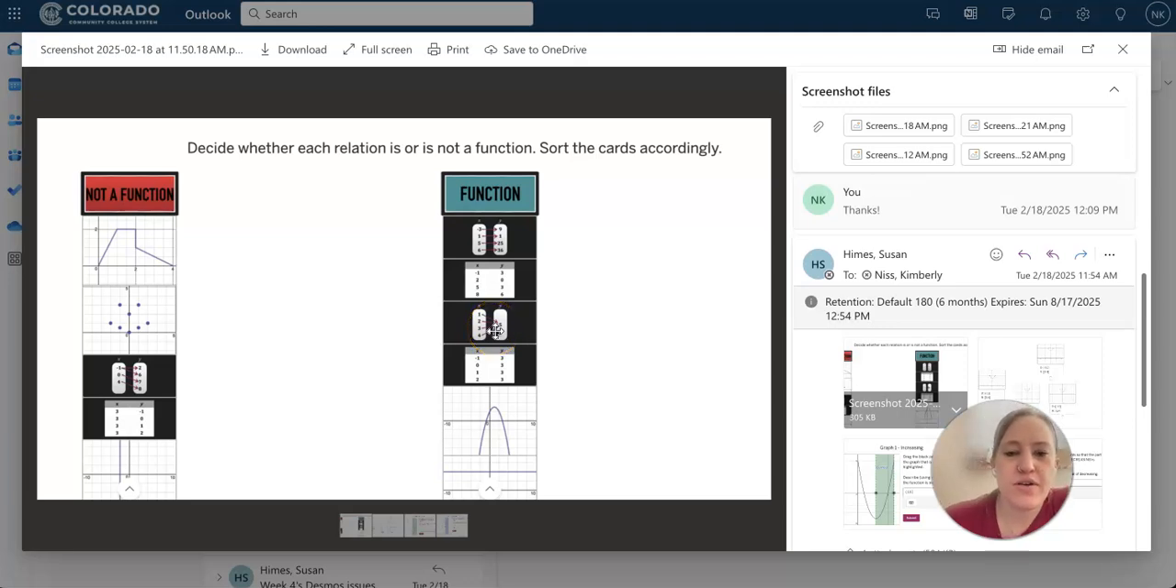Hey guys, so I wanted to make a quick video about some of the problems from Desmos from week 4. There were a couple of slides that seemed to be causing people a couple of issues, so I wanted to go through them really quick.